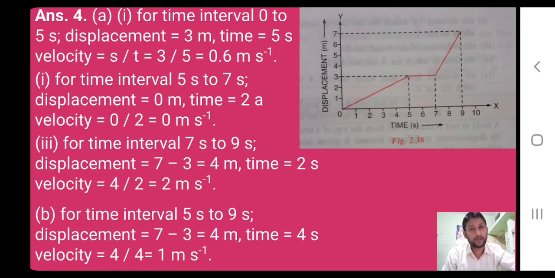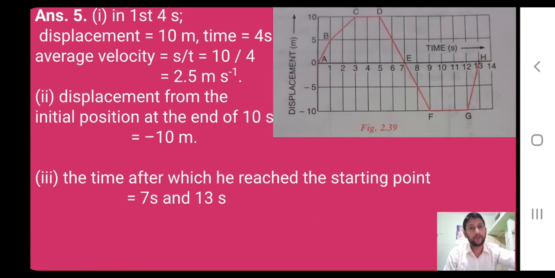B part is for time interval 5 second to 9 second, displacement will be 7 minus 3, which is equal to 4 meter. Time is 4 seconds, so velocity will be displacement by time, that is 4 by 4 equal to 1 meter per second. Come to question number 5.